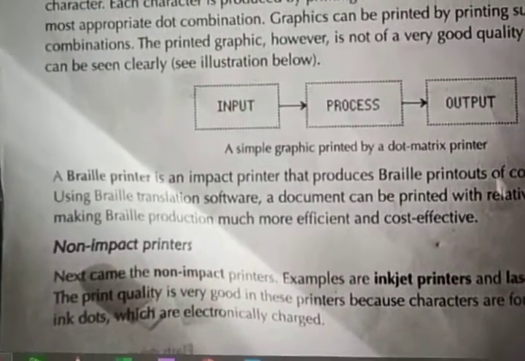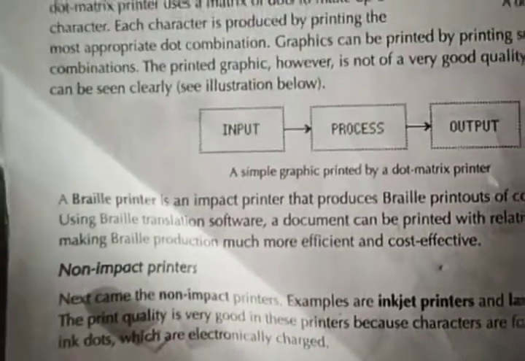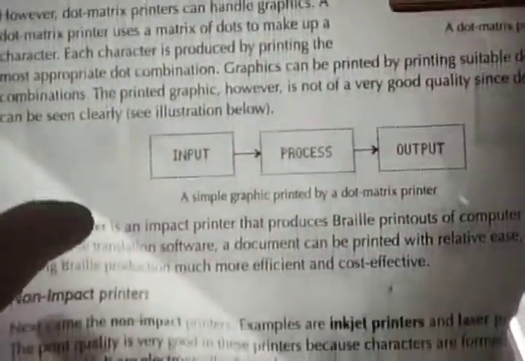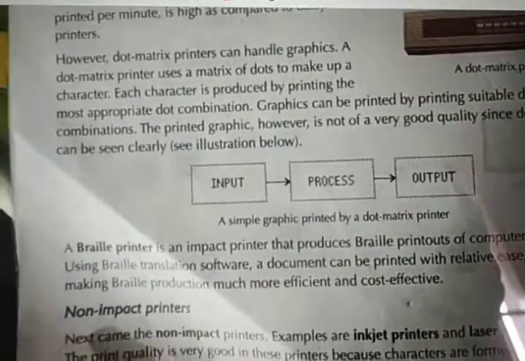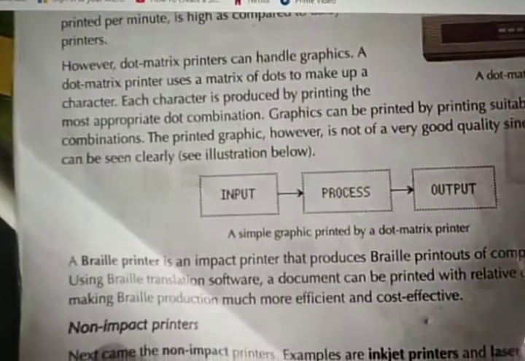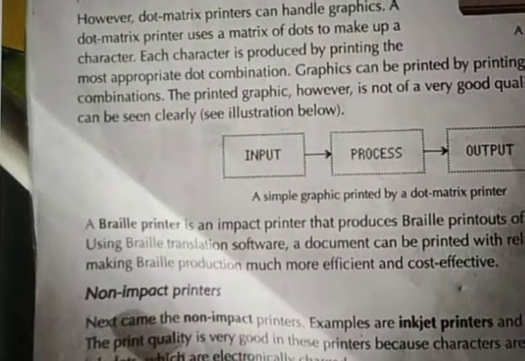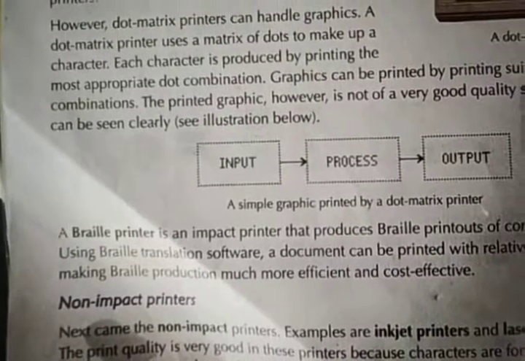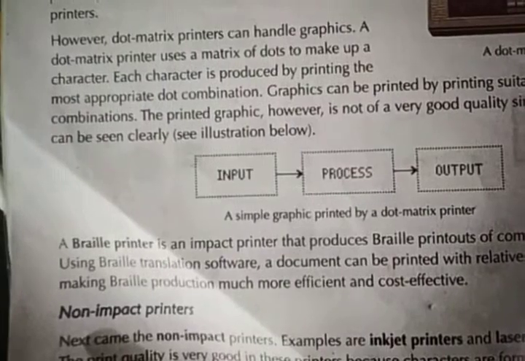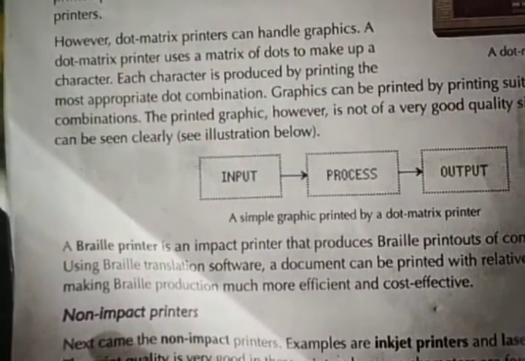Now we are going to see the braille printer. This is also an impact printer. Braille printers are similar to dot matrix printers. Here the given data is converted into braille. Braille is also a dotted structure, and by touching it you can feel those dots. This braille concept was actually developed for blind people, who can feel it by touching.